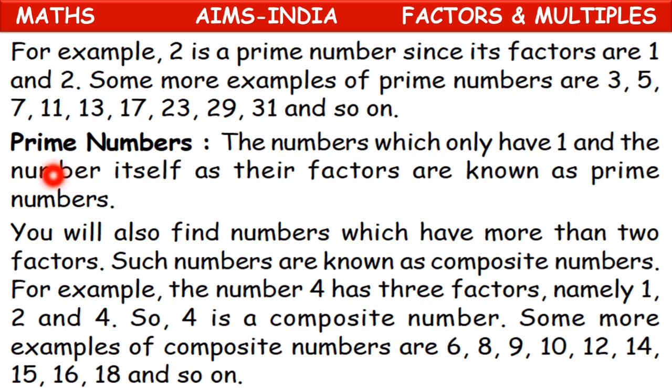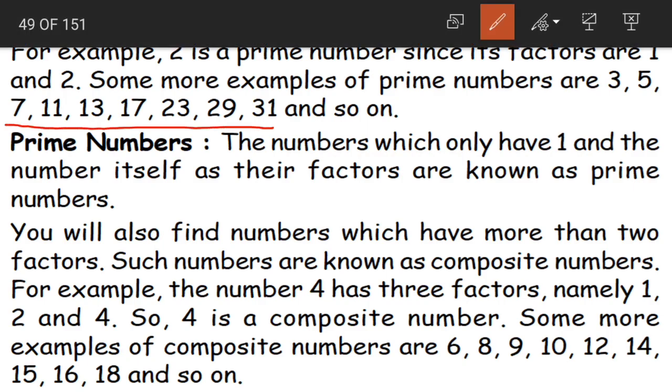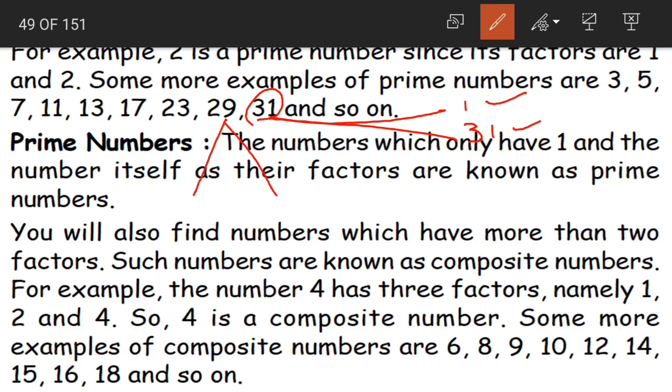Now these numbers which only have 1 and the number itself as their factors are known as prime numbers. Now we know that 31 is a prime number. So what will be the factors of 31? 1 and 31, that is 1 and the number itself. Now what will be the factors of 29? 1 and 29, 1 and the number itself.